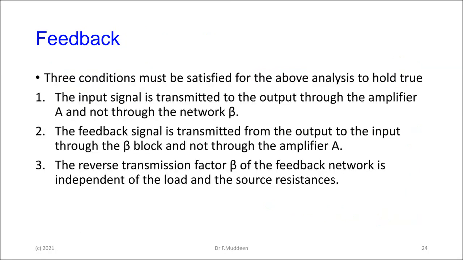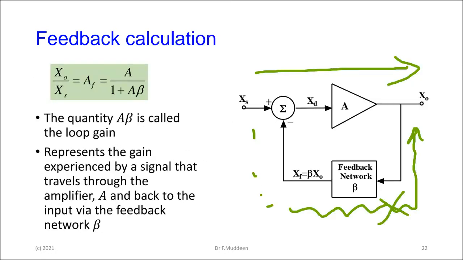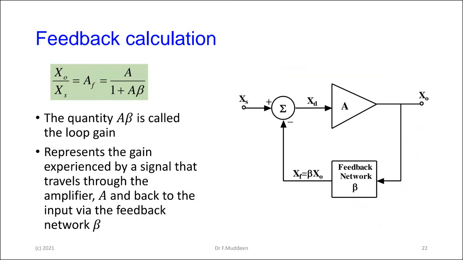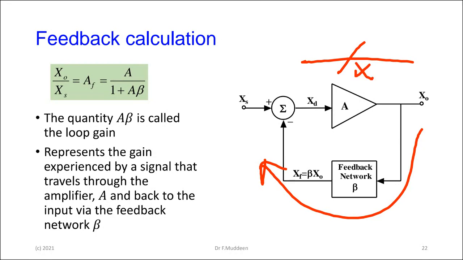The second thing is that the feedback system must only pass through the beta block. So going back through here, the feedback must only pass through here. In other words, there should be no path that way for the feedback.